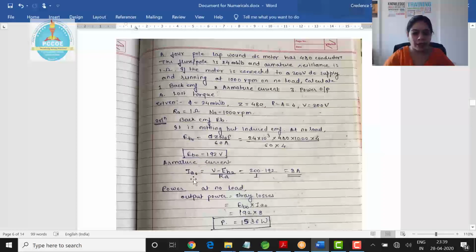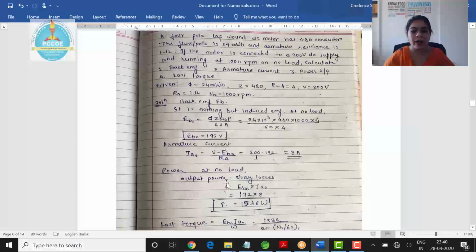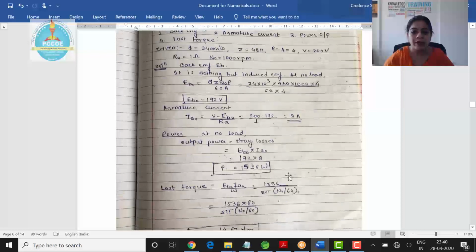Now the armature current again at no load, IA0 is equal to V minus EB0 upon RA. So armature current at no load is 8 amperes. Power at no load, the output power, is equal to stray losses, because there is no load. Whatever the power output, that is utilized in the stray losses. So from that logic I can write that output power is equal to stray losses. And our output power is nothing but the actual converting power, EB0 into IA0. So that is the no load power that we are getting.